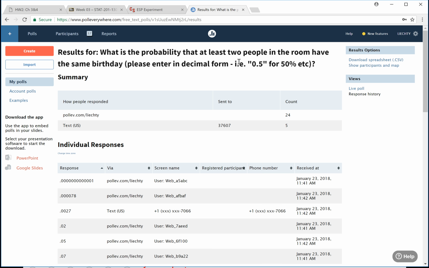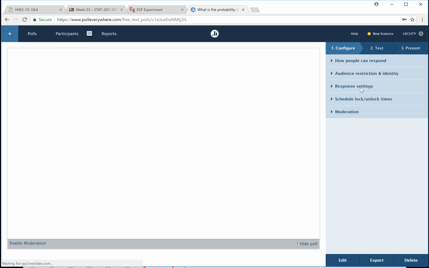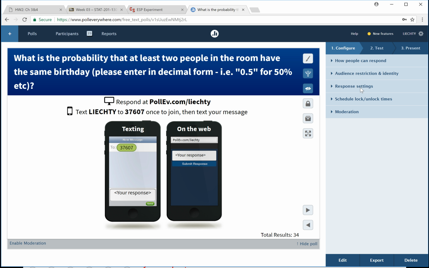So now I'm going to give you an opportunity to make me a bet, and here's how the bet goes. If at least 2 people in the room have the same birthday, then I win the bet. If there's not 2 people with the same birthday, then you win the bet. So if you want to take that bet, you can.